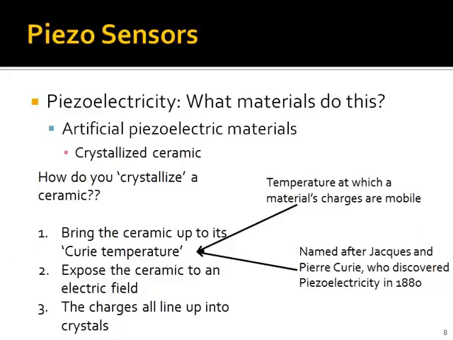One material that works to give us a sufficiently large effect to be used as a sensor is a crystallized ceramic. The way we make ceramic piezo sensors is by taking the ceramic up to a temperature that's called its Curie temperature. At this temperature, the material's charges can move around. We then expose the ceramic to an electric field so that the charges all line up into a crystalline structure. We then cool the ceramic back down so that the charges are no longer mobile. And now the crystalline structure of the charges will be maintained.